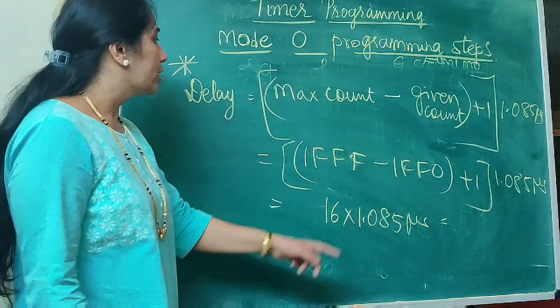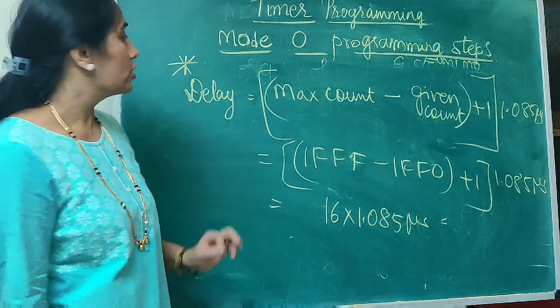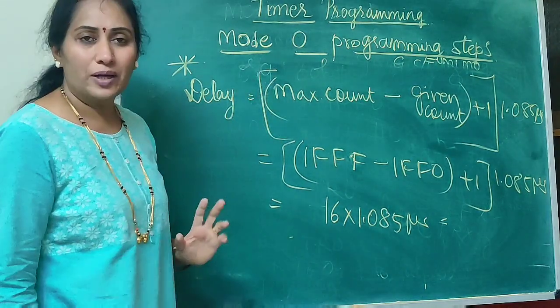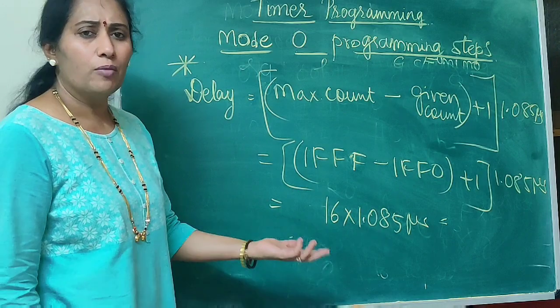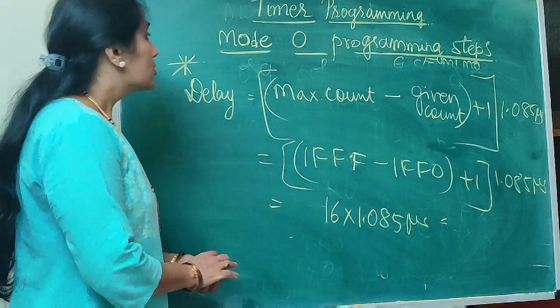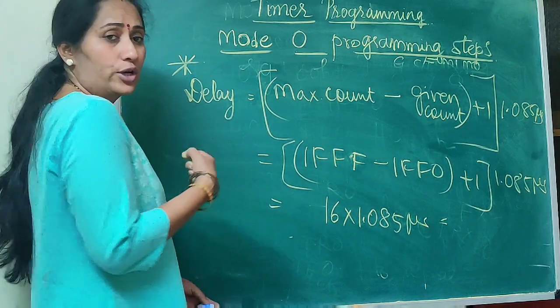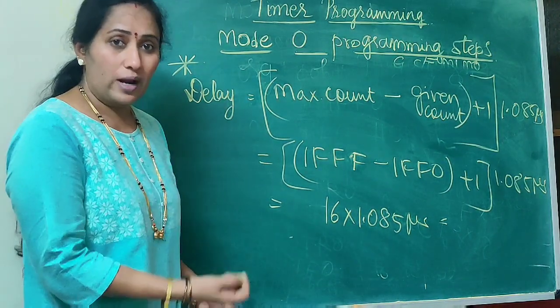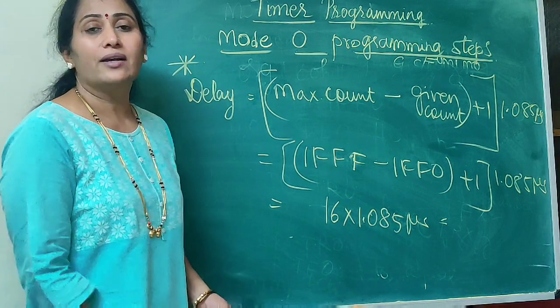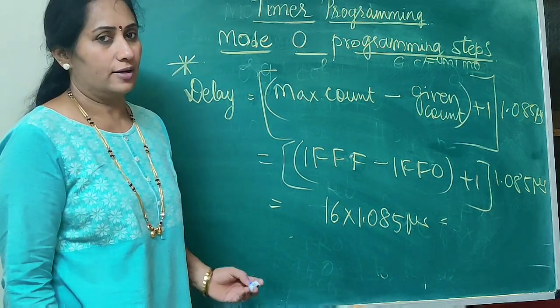So the value you get is going to be the delay produced with the help of this particular timer in a particular mode, mode 0, mode 1, whatever it is. This is the explanation of how you are going to write the program and how you are going to calculate the delay which is going to be generated.